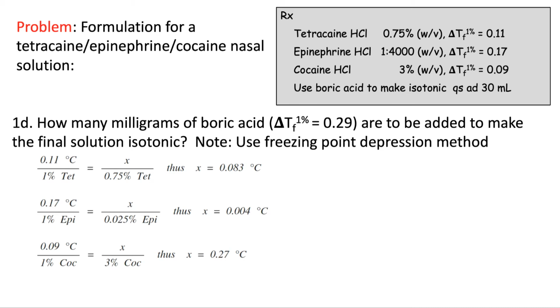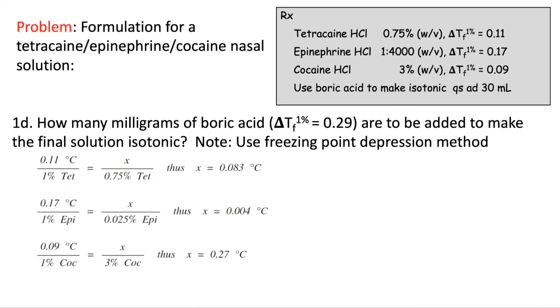Since that's our concentration now, we can solve for X and determine the freezing point depression caused by that concentration, which we see is 0.004 degrees Celsius. And lastly, let's do it for cocaine. We see that the cocaine delta TF 1% is 0.09, so that means 0.09 degrees Celsius for a 1% concentration of cocaine. Set that equal to some unknown change in temperature when we use a 3% concentration.